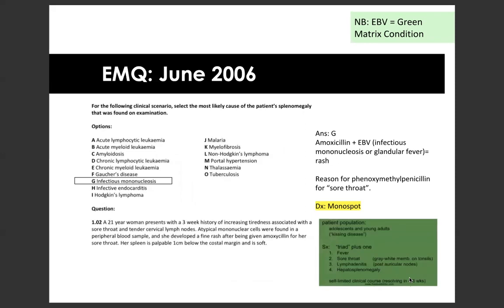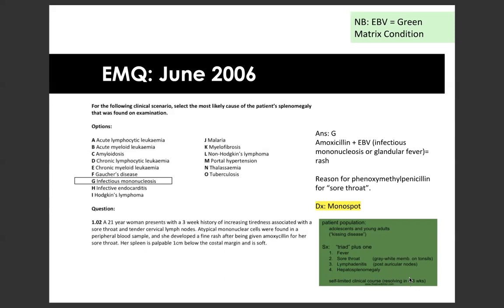The reason I put it here with penicillins is that a classic association is amoxicillin plus EBV, or infectious mononucleosis, causes a rash. It's important to know this is not actually an allergy, but more a reaction because of their underlying condition. And that's the reason why we give phenoxymethylpenicillin for sore throat. Because sore throat is typically due to bacterial causes, typically strep pyogenes, and you're thinking, oh, if amoxicillin covers strep, why don't we use that? But it's because of this known reaction that we avoid amoxicillin and use phenoxymethylpenicillin.